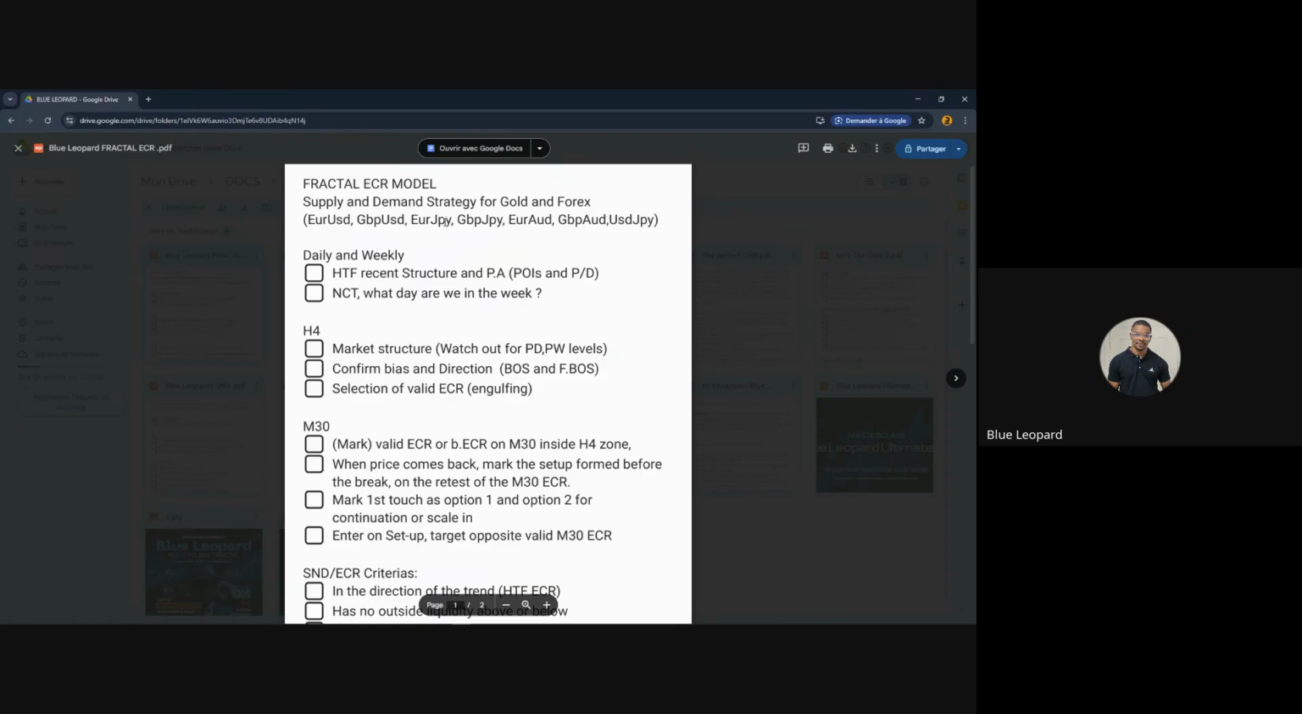Okay, and this strategy is very easy, but if you understand liquidity, you will make the most of it. So it works with Euro USD, GBP USD, Euro JPY, GBP JPY, Euro AUD, GBP AUD, and USD JPY. I've tested this strategy on these pairs. I never tested them on indices, but I know some of my friends who use them on US 30 and maybe NASDAQ. But I'm showing you these lists because I want you to have options.